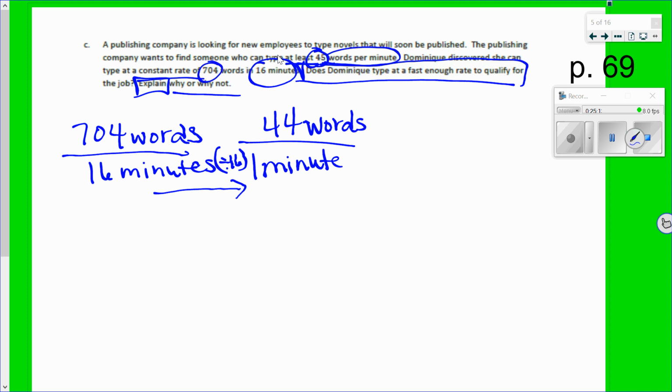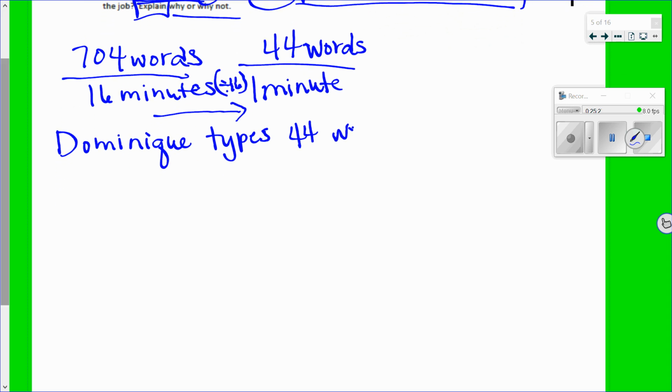It depends how long the words are. Dominique types 44 words per minute. Wait, what page are we on? We on 69? Dominique types 44 words per minute.